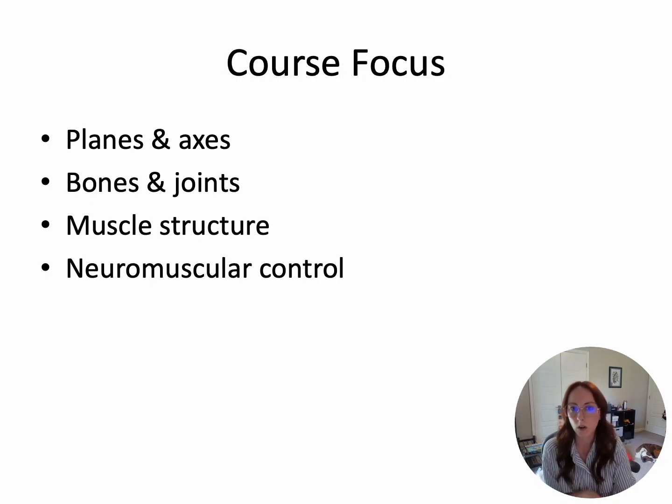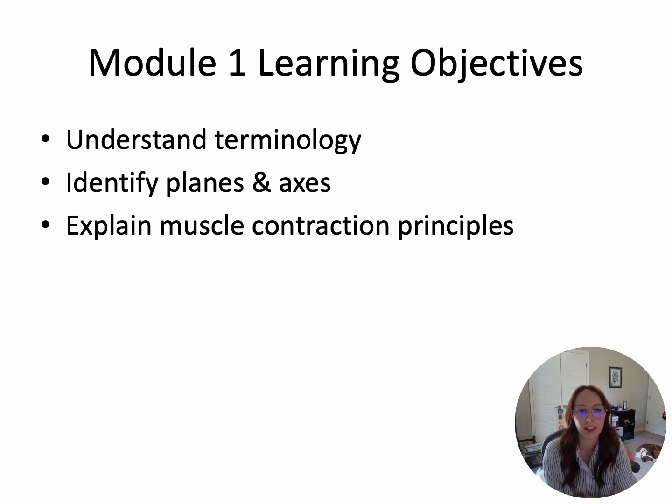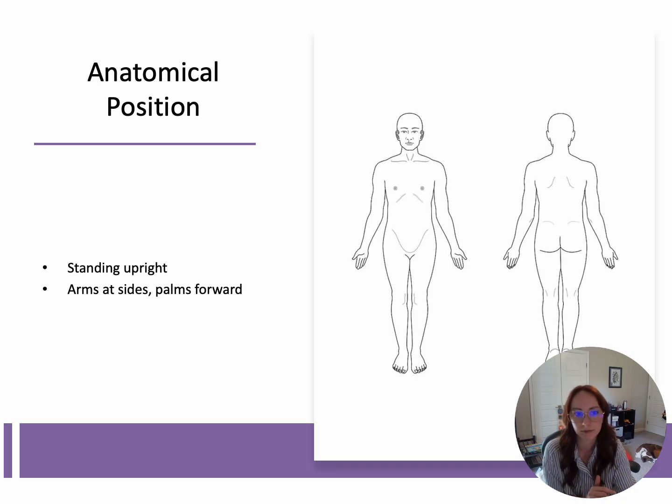So for this module today, we are going to be going over planes and axes, bones and joints, muscle structure, and then neuromuscular control. These are our objectives for this course: understanding different terminology, identifying the planes and axes, and explaining muscle contraction principles.